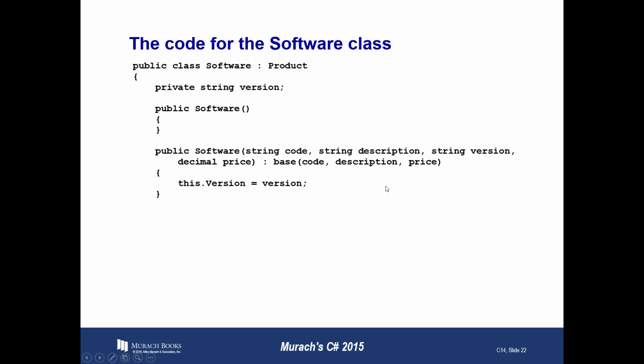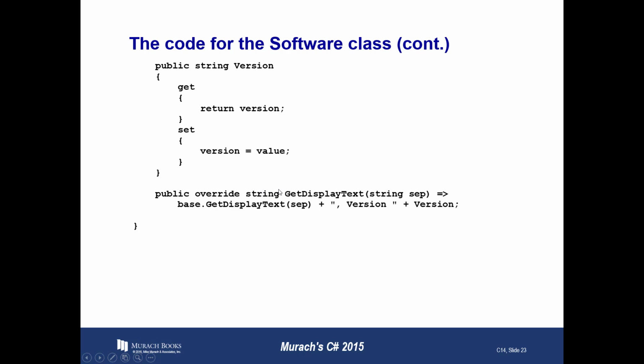Then when we look at the code for the software class, we see something similar. Software, like book before it, all right, inherits from product. Rather than having private string author as we had for the book, it's now private string version. And again, we're still telling the parent, which is product, you handle the code, description, and price, we'll handle the version. And again, we are overriding the toString method, so it's going to put the word version followed by the actual version number.